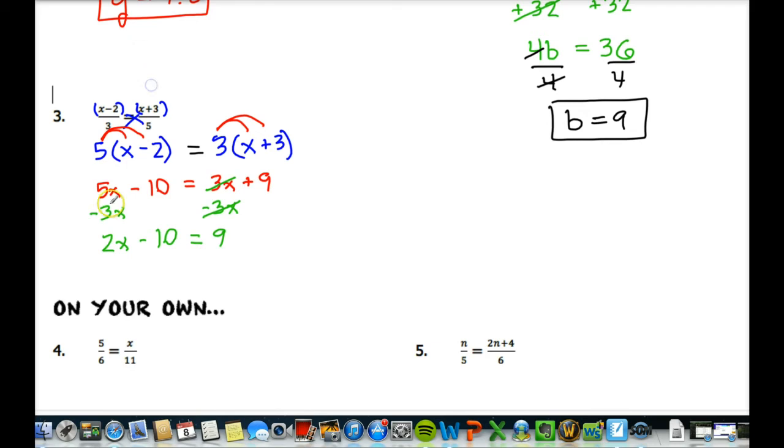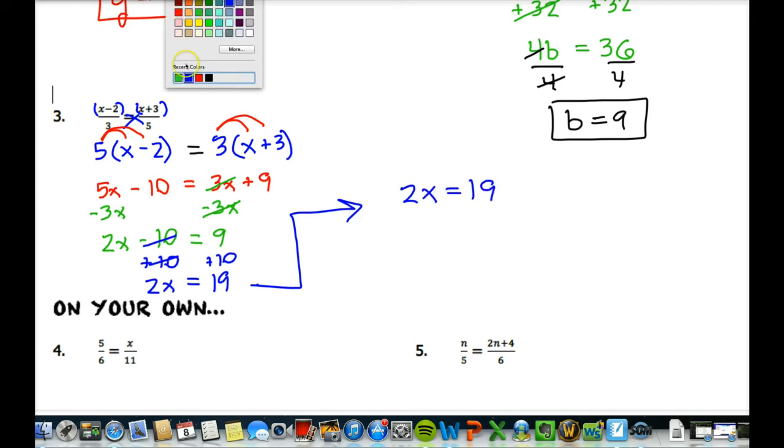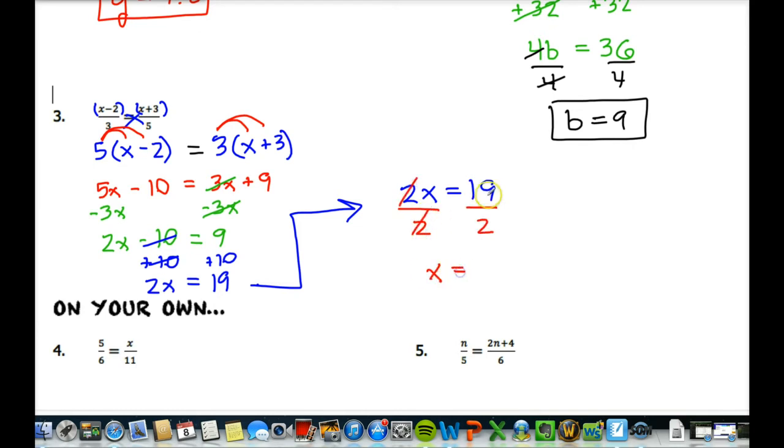From there, we can add 10 to both sides to get rid of our minus 10. So that gives us 2x is equal to 19, and then I need to move over here because I'm running out of room. So we have 2x equals 19, and then the last thing we need to do is divide by 2. So we get x equals 19 over 2, which would be fine as an answer, or you could also say 9.5.